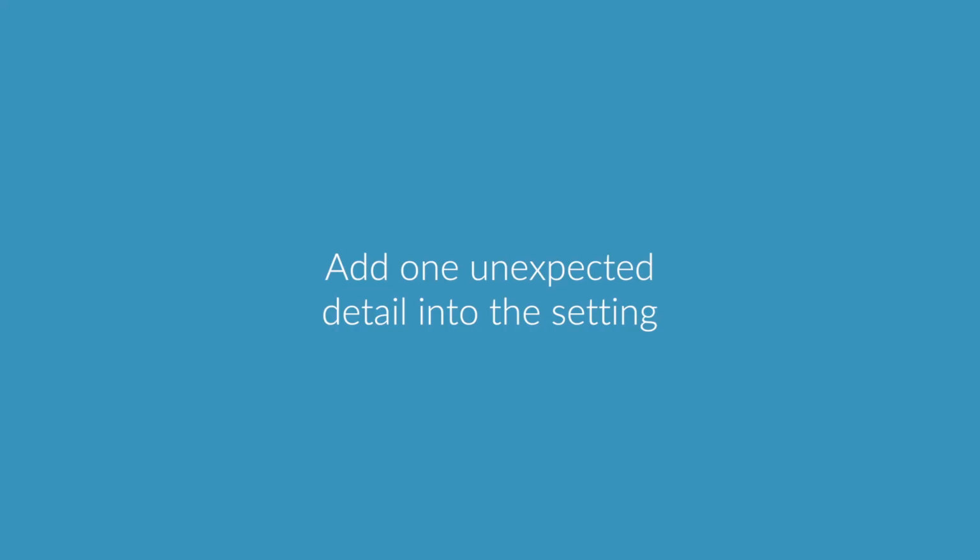Number 2 is to add one unexpected detail into your setting. Even if you're describing a setting pretty sparsely and it's not a super setting heavy scene, when in doubt, if you really want the setting to pop, just add one unexpected detail. One thing that you wouldn't expect to be in that place. If you're in a library, one object that you wouldn't expect to be in a library. If you're on a beach, one object that you wouldn't expect to find on a beach.